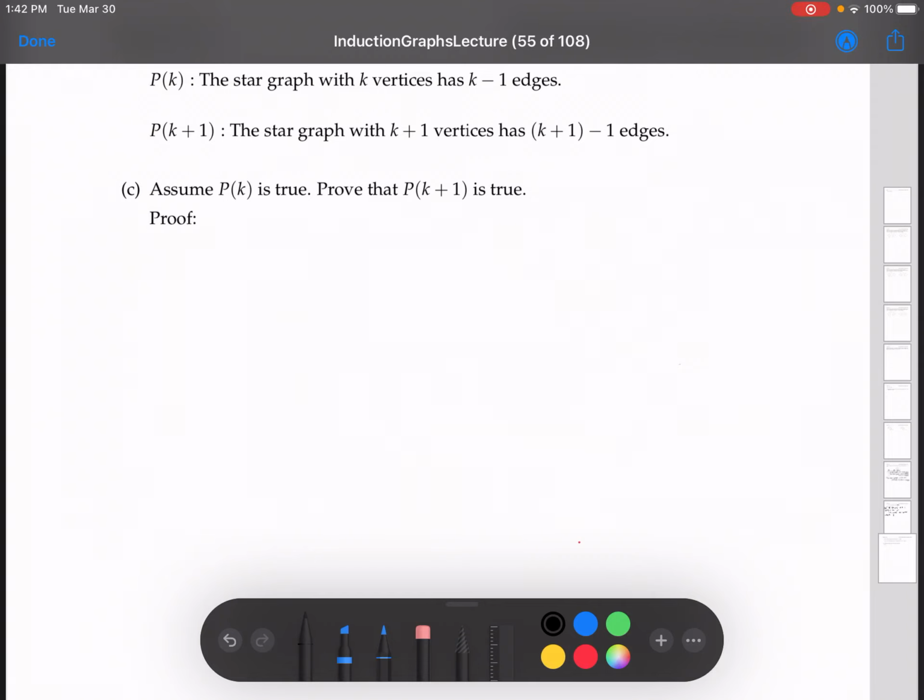All right, now we're going to assume P of k and show P of k plus 1. P of k is that the star graph with k vertices has k minus 1 edges. P of k plus 1 is that the star graph with k plus 1 vertices has k plus 1 minus 1 edges. And yes, k plus 1 minus 1 is k.